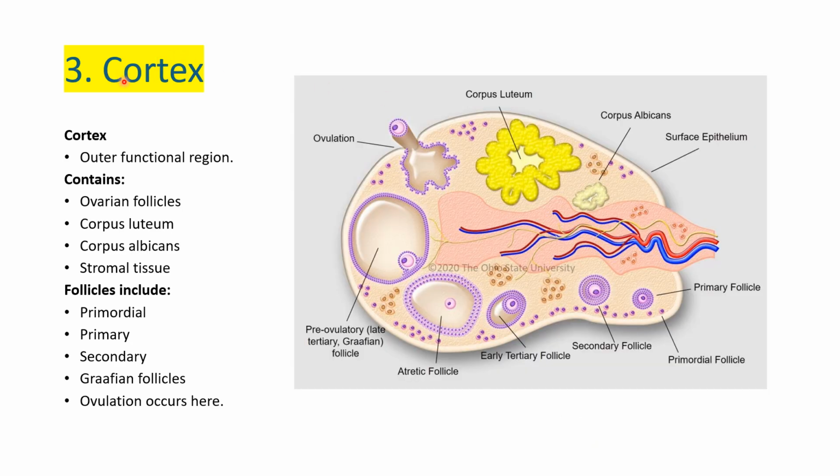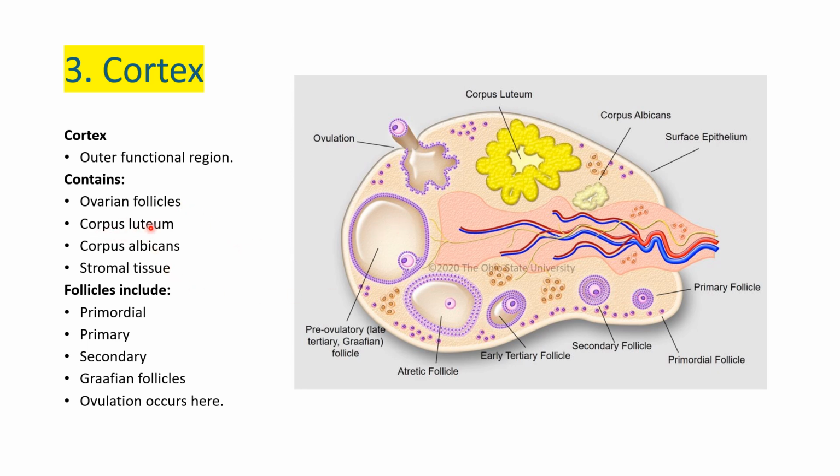So also with the cortex, which is the functional part of the ovary. This area that we have here, this is our cortex. That's the cortex, the whole of that. The outer functional region contains the ovarian follicles. So you can see these are the ovarian follicles that we have there.